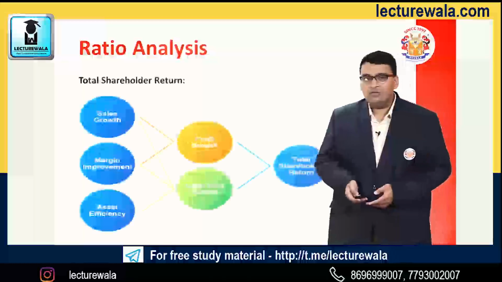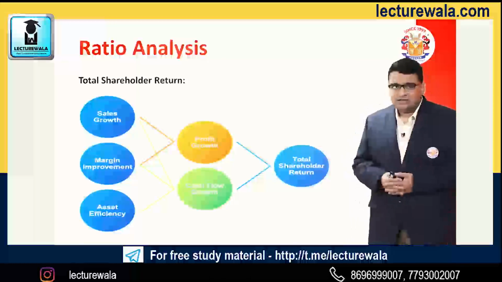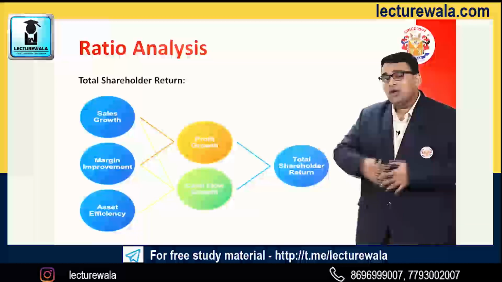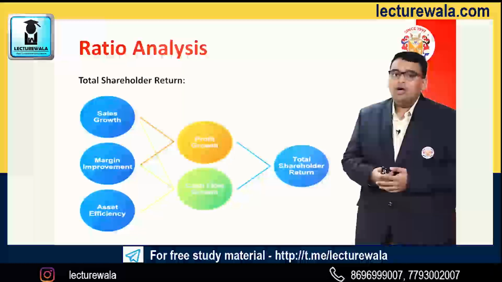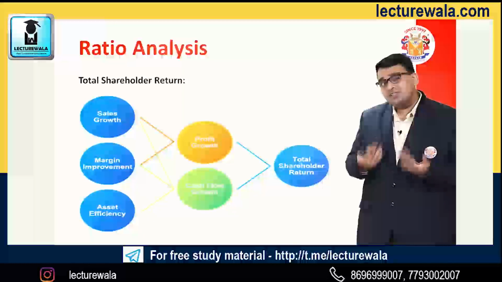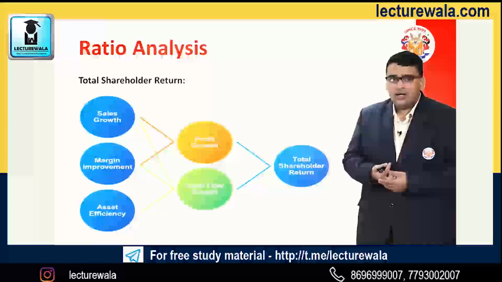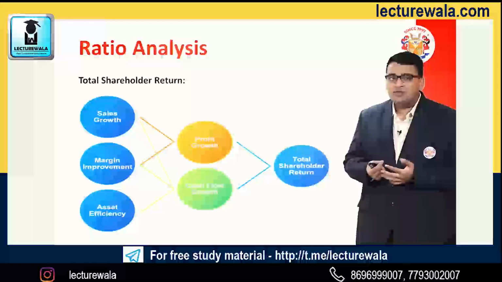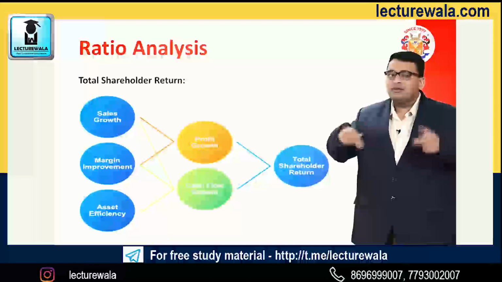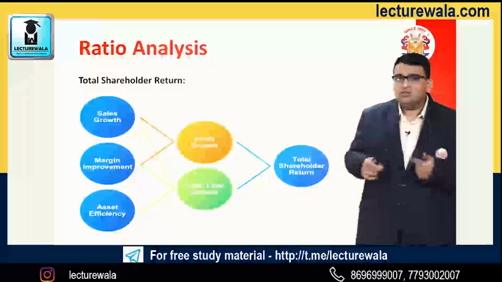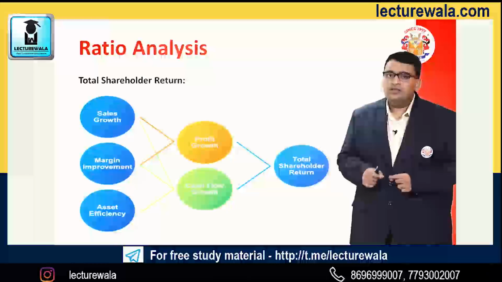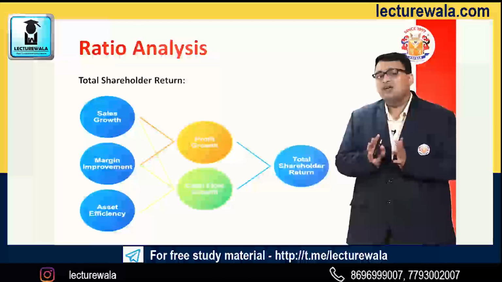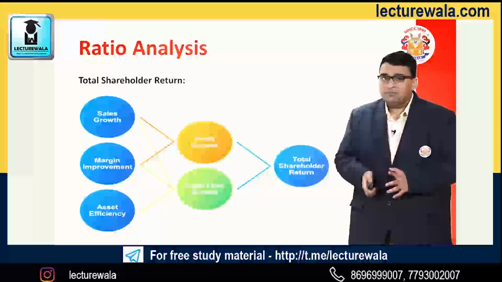Moving forward in the same direction, if we look at the three: sales growth, margin improvement, and asset efficiency. Your assets should be efficient so that you can have more production of goods and better quality of goods, and your margin and sales will automatically improve. This will be related to cash flow growth and the company's growth, and all such things cumulatively result in the total shareholders return. This is what we need to understand, and it is the main thing for which shareholders invest in a particular company.